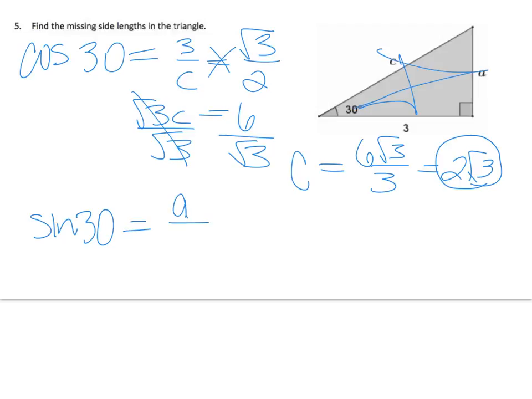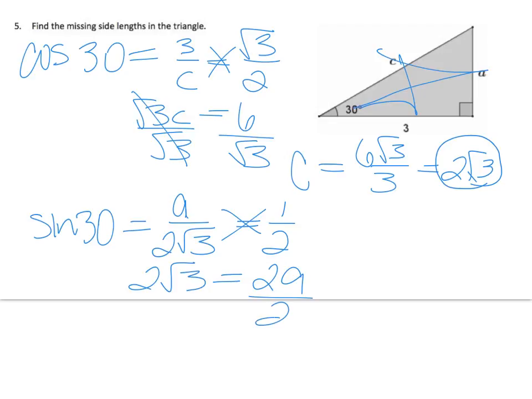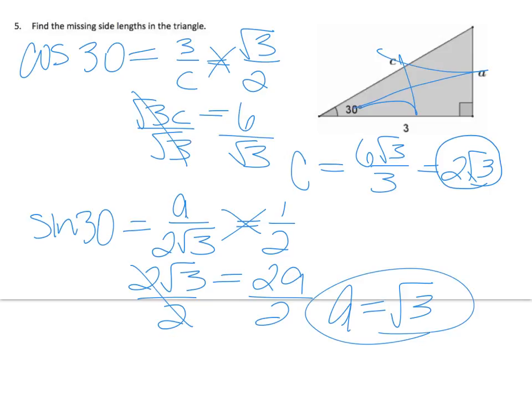A over c. We now know what c is, so I'm going to write that in. 2 square roots of 3. Look at that previous slide, and that compares to 1/2. Cross multiply. 2a equals 2 square roots of 3. Divide both sides by 2. A equals the square root of 3.